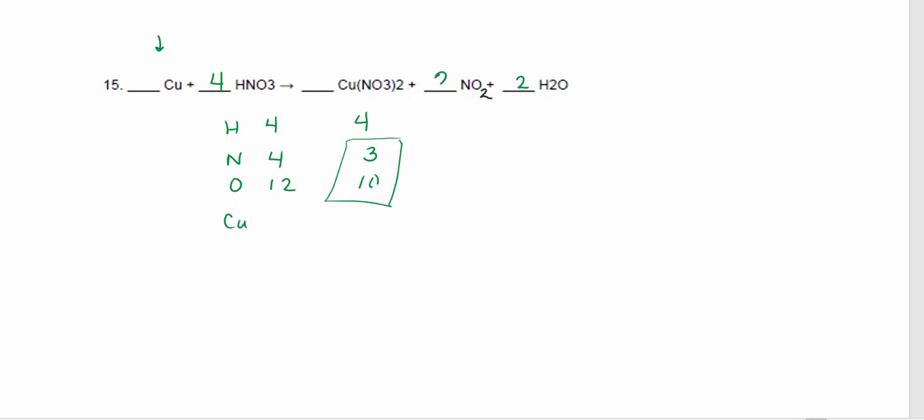So if I put a 2 here and then recount my nitrogen, so now I have 4 nitrogen on the product side, and now I have 6 plus 4 plus 2, or 12 oxygen. Now this is a balanced chemical equation. We only have 1 copper on each side, so this is all I need.